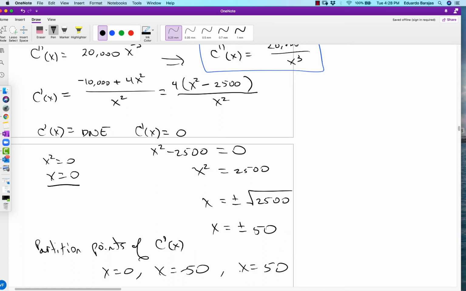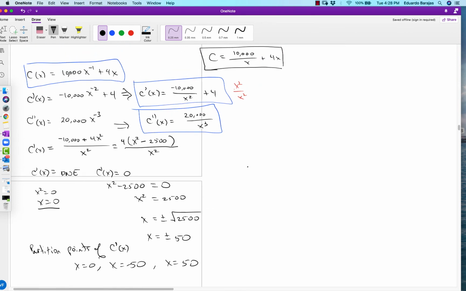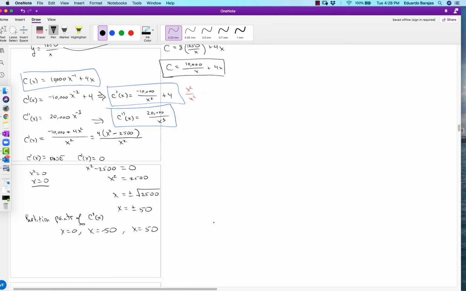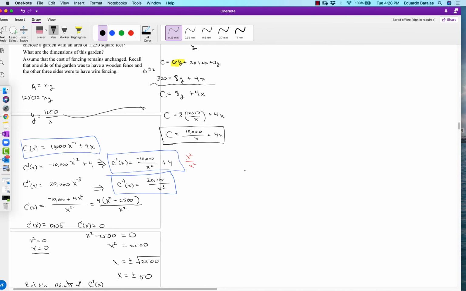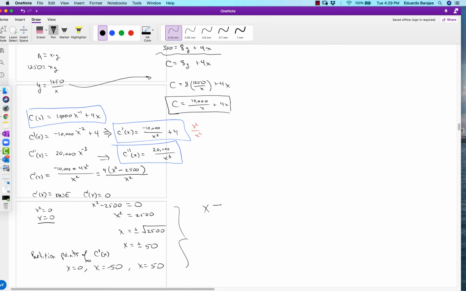But again, if we think about the value of x, x represents the length of a rectangle in real life, and the length of a rectangle cannot be negative and it cannot be 0. Can't have a rectangle with one of the sides equal to 0. So x equals 50 is the only possible value, the only critical value. So x cannot be 0, x cannot be less than 0, x must be strictly greater than 0. So x equals 50 is the only critical value.